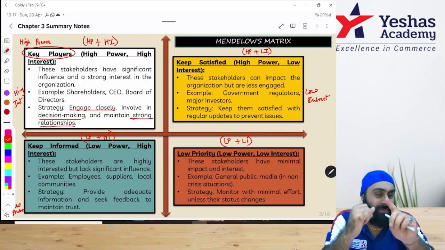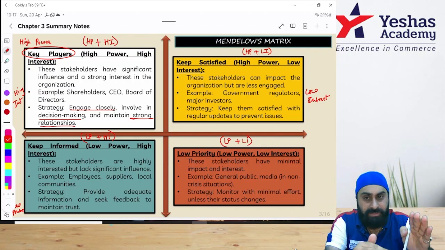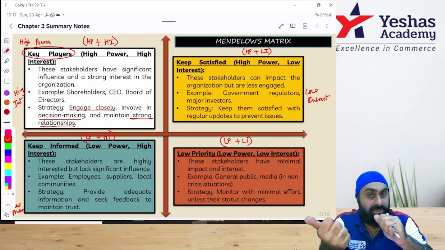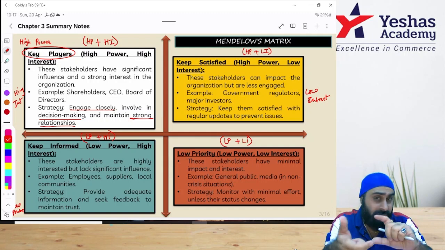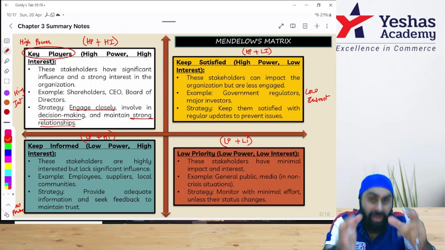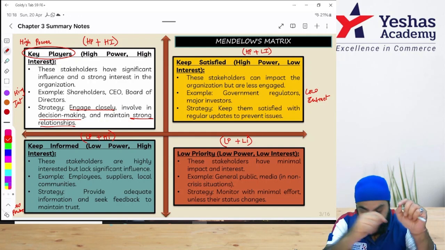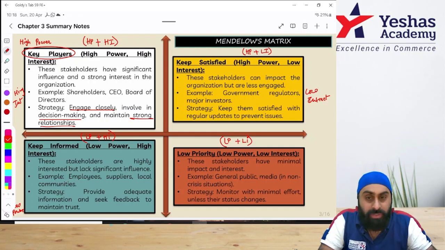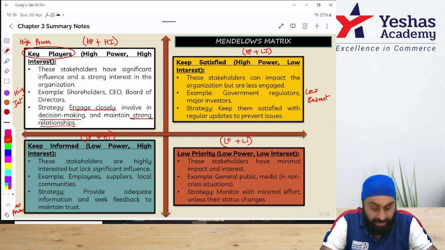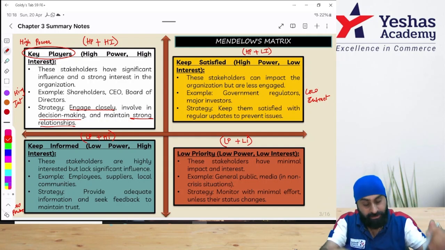So first thing, what are the three things that you need to understand? A high power, high interest person is known as a key player of the organization. They have too much interest in the organization and they are powerful to influence the organization's working. Second, CEO, board of directors, shareholders are key players in the market, key players for the organization. What is their work? They are engaged closely in every activity of the organization and they can influence all the activities of the organization. So they are key players because they have high power, high interest.